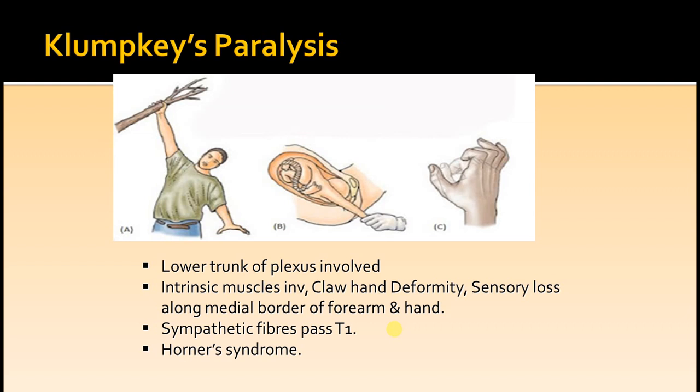So when all these symptoms are seen, it is called Horner's syndrome, that might be due to the involvement of the lower trunk of brachial plexus. Otherwise, Klumpke's paralysis is mainly the claw hand you come across in the lower trunk of brachial plexus with respect to the upper limb.